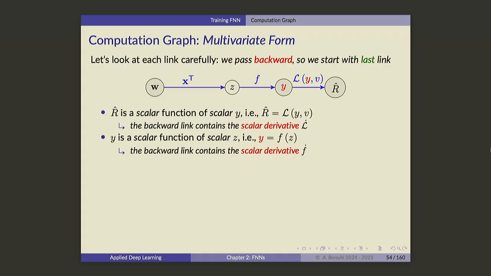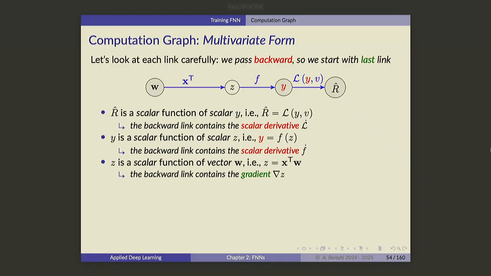But if I get back from z to w, as you said, I have a vector. This is going to be scalar after the function operation. Now, if I move backward, I need a gradient, right? So I'm going to write down the gradient of z instead of simply the derivative of z. That's it. This is the only difference.